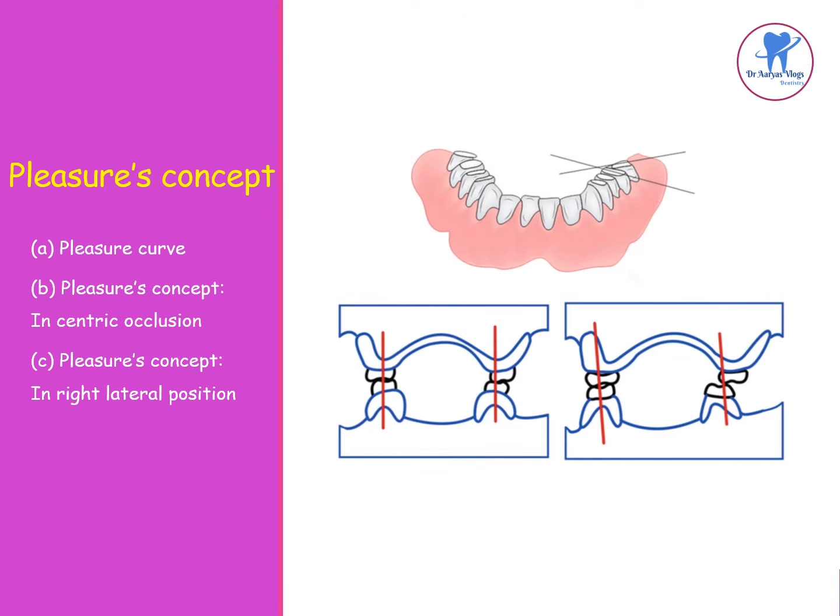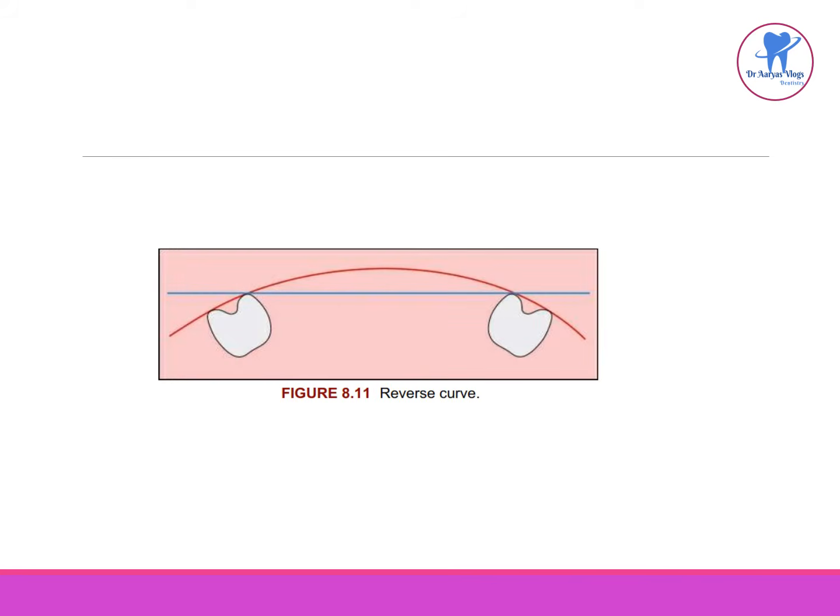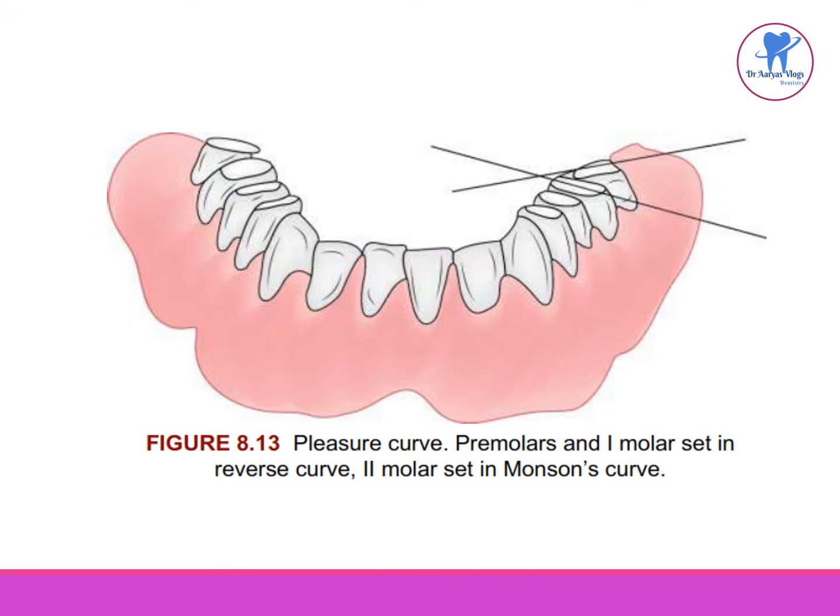And coming to the Flusher concept, here it is the Flusher curve. Here it is in the centric occlusion and this is in the right lateral position. So the premolars and first molars are set in a reverse curve to prevent buccal tipping and seating the denture. This is the reverse curve. And the second molars are set in a conventional Monson's curve to provide the eccentric lateral balance. So here the premolars and first molar set in the reverse curve and second molar set in the Monson's curve.